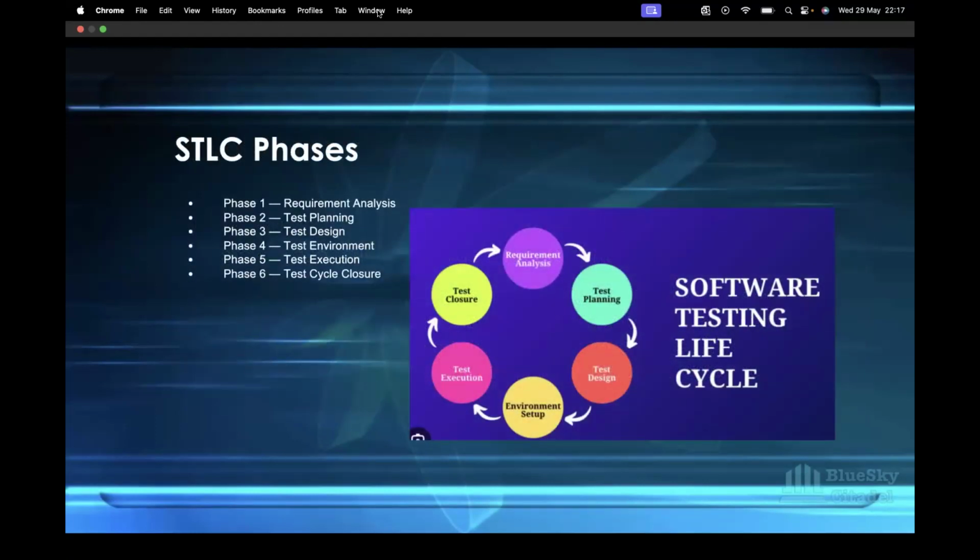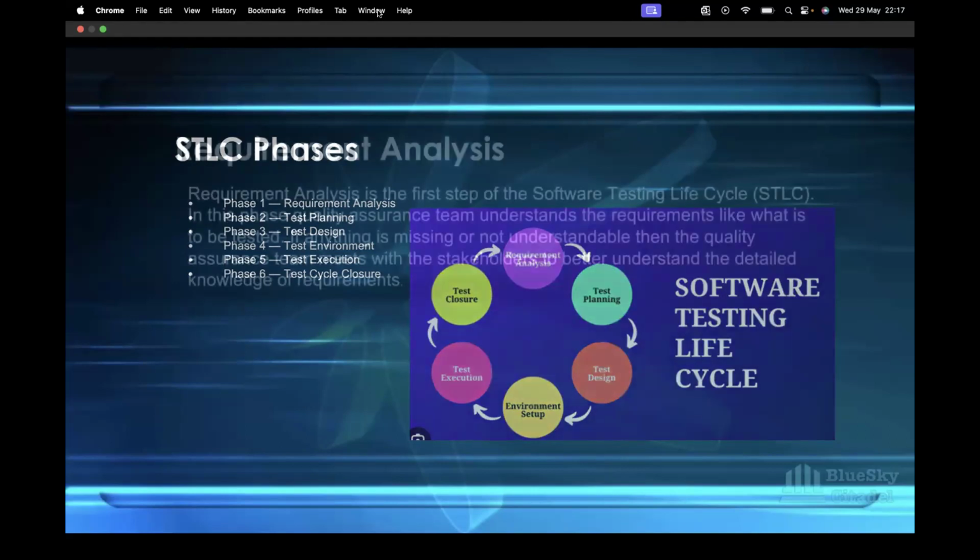The phases in SDLC. So we have 6 phases. As you can see, it's in a circle. This diagram is just to illustrate how it goes from the requirement analysis phase to the test planning, to the test design, to environment setup, to test execution and test cycle closure. Next slide, please. So we quickly touch on them.